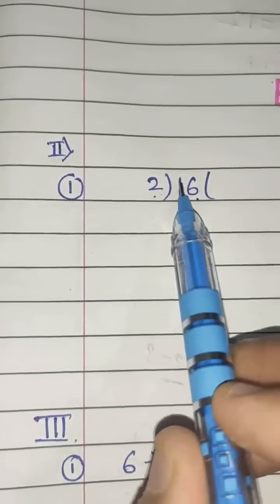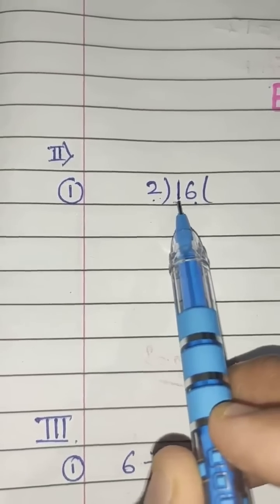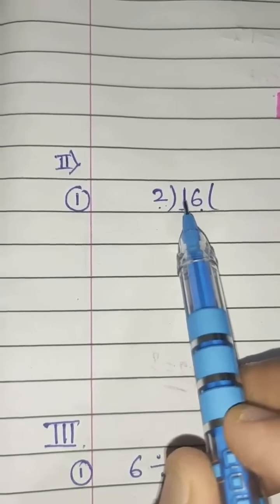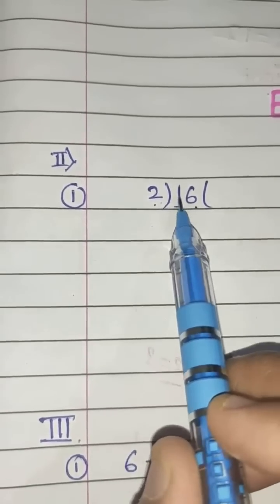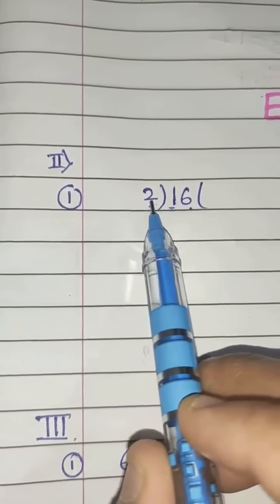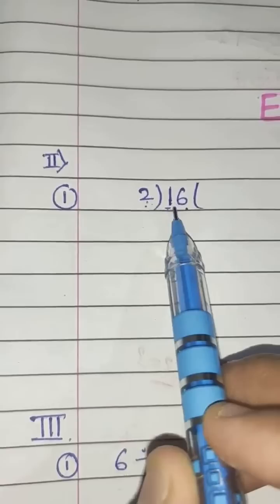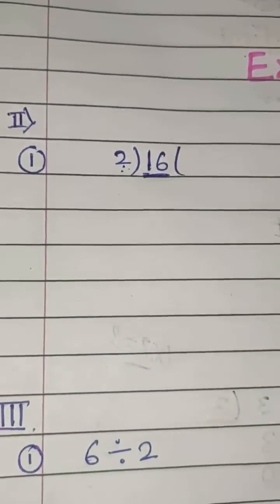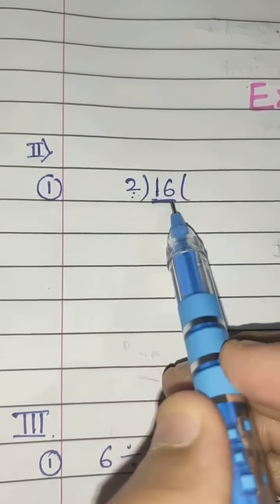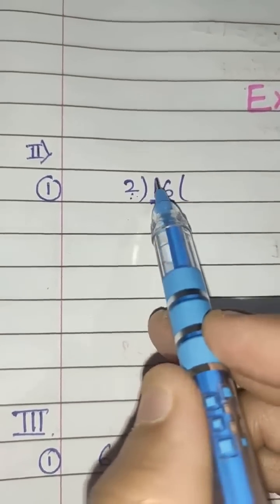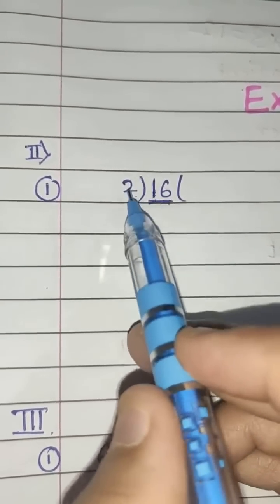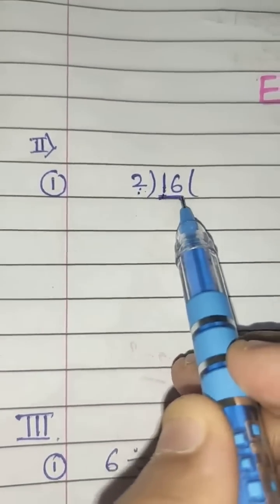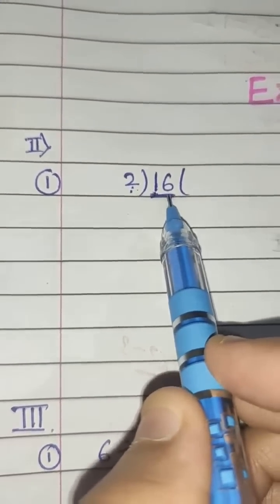2, 1. 1 is there. We have to take this first only one digit. So here you can see this one is smaller than this 2. So we cannot divide it. So in this case, you have to take this next digit. Okay, so it will become 16. Understood? This one is smaller than this 2, so it cannot be divided. So you have to take next digit. So it will become 16.